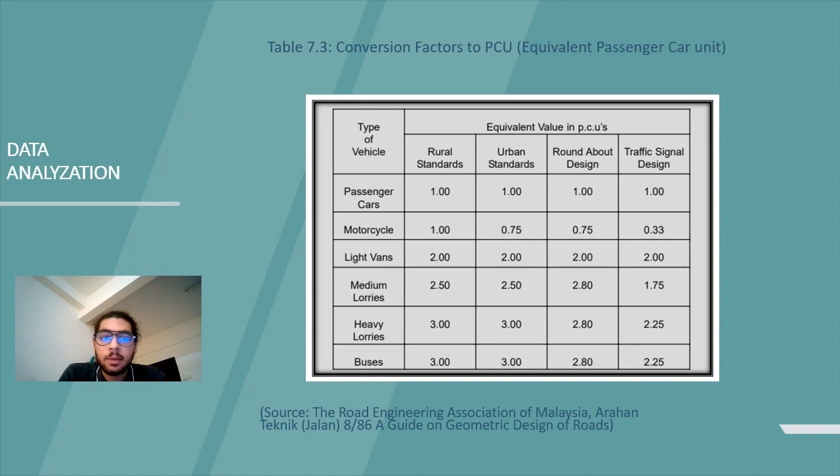And this is the table we are going to use as our reference source. So we got the conversion factors to PCU, the equivalent passenger car unit. So we have equivalent values in PCU for different rural standards, urban standards, roundabout design, traffic signal design, and we have different types of vehicles like passenger car, motorcycle, light vans, medium lorries, heavy lorries, and buses.